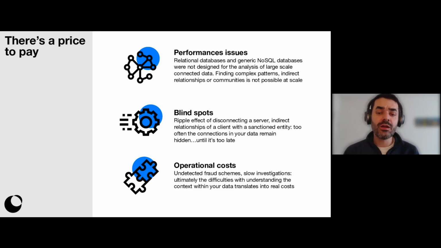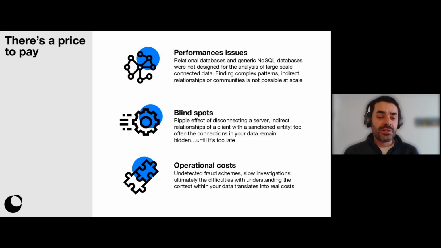The second issue is the issue of blind spots. So maybe you want to understand the ripple effects of disconnecting a server. You want to understand the indirect relationships of a client with a sanctioned entity. Unfortunately, too often the connections in your data remain hidden until it's too late, until you discover that indeed you are exposed to a sanctioned entity, or that indeed there's an indirect effect to disconnecting this server that you hadn't anticipated. And finally, all of that translates into operational costs.